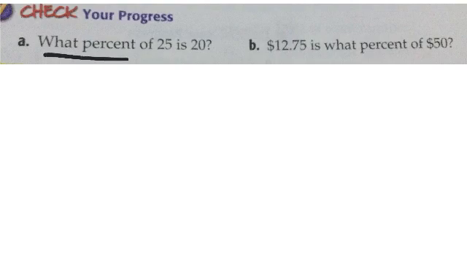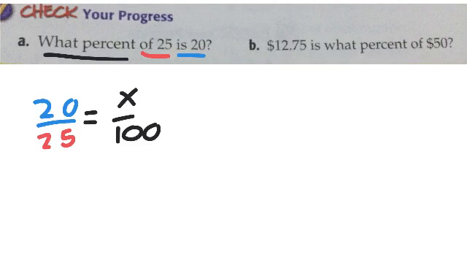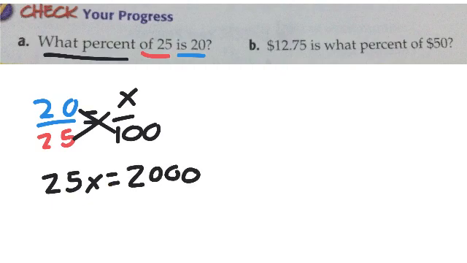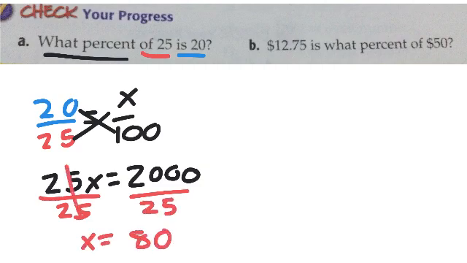Okay, the first one: what percent, so I'm looking for percent, of 25 is 20. So is over of equals percent. That's what I'm looking for. I let that be x over 100. Fraction equal to a fraction. Cross multiply. 25 times x is 25x. 20 times 100 is 2,000. Now x is being multiplied by 25, so I divide by 25 on both sides. That tells me x equals 80. So 20 is 80% of 25 for the first one.